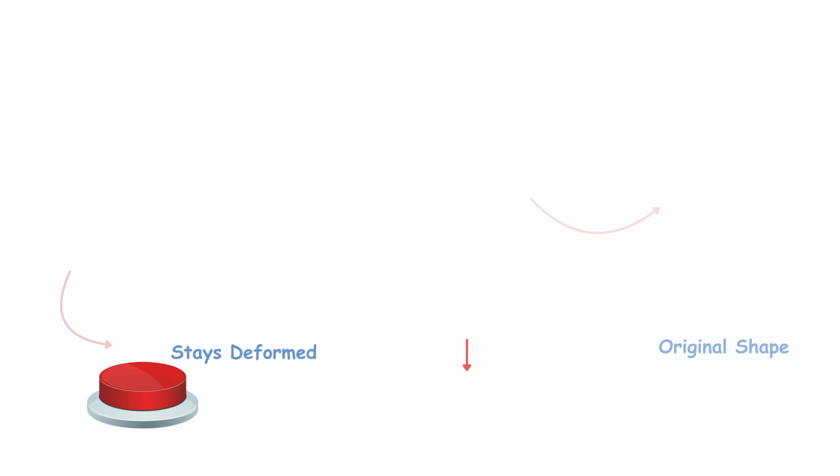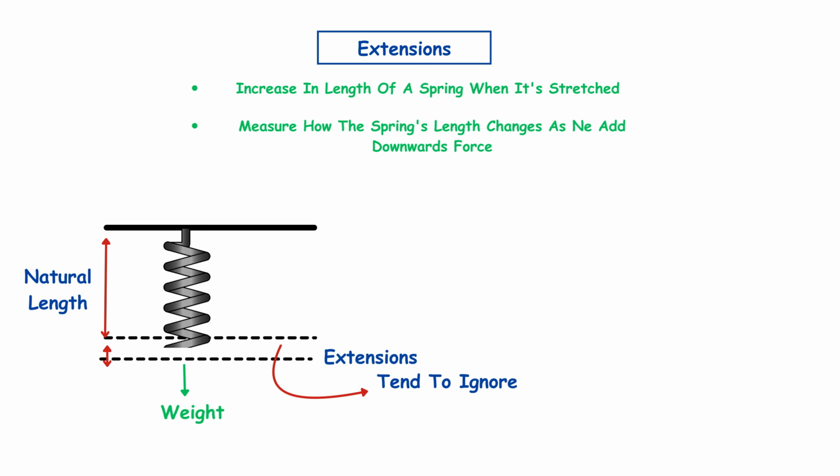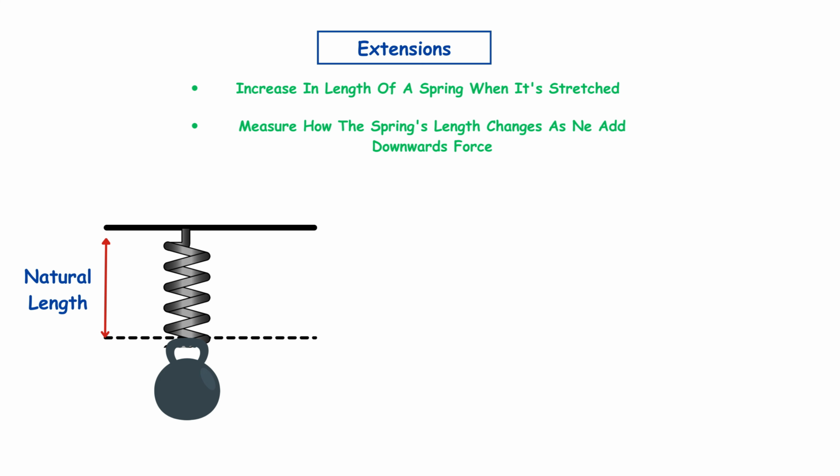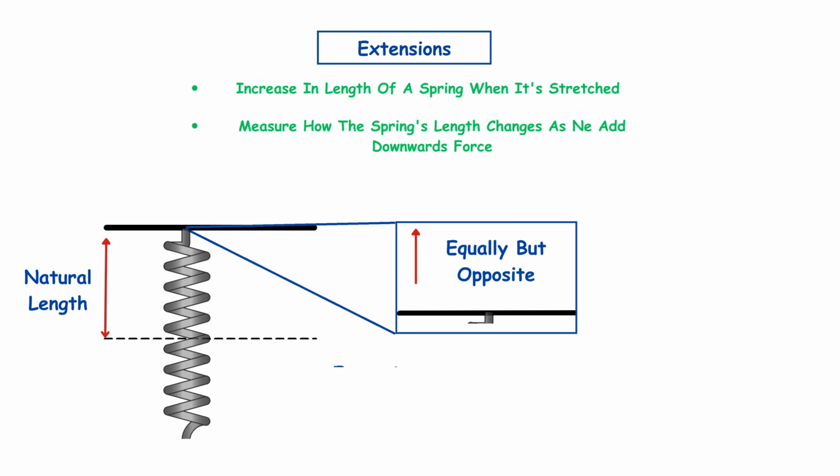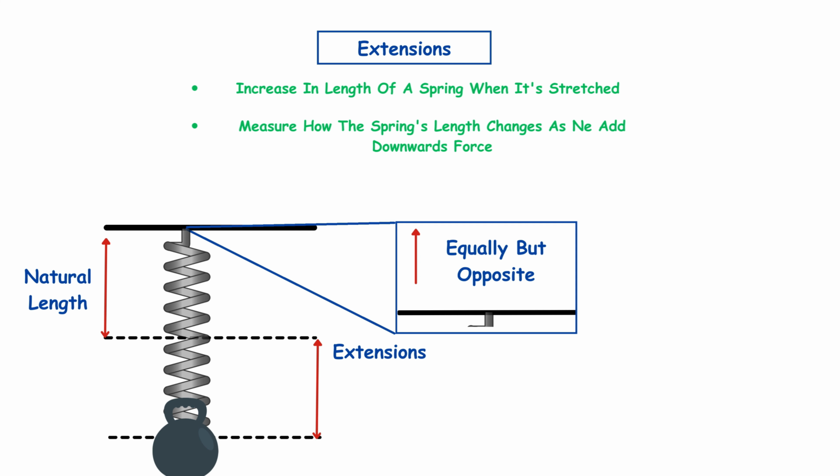A key concept to understand next is extension, which refers to the increase in length of a spring or similar object when it is stretched. For example, if we suspend a spring from a solid support and add weights or downward forces to its lower end, we can observe how its length increases. Even before we add any external mass, the spring's own weight will exert a downward force, creating some initial extension. This initial length change caused by the spring's weight is usually very small and often considered negligible, so we typically treat the entire unstretched length as its natural length.